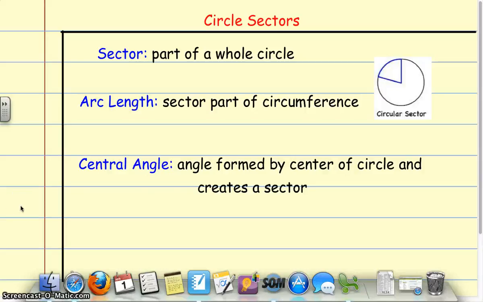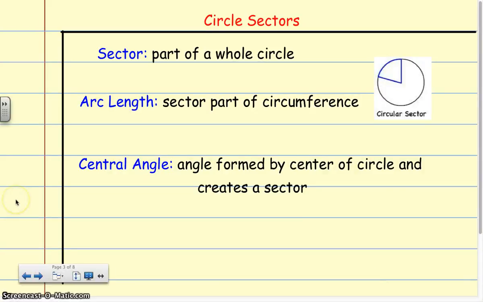Okay, today we're going to talk about circle sectors, and the vocabulary word associated with this is the word sector. Sector means a part of a whole circle. It's like a pizza slice or a slice of pie. It's just a little part, or big sometimes, part of a whole circle.